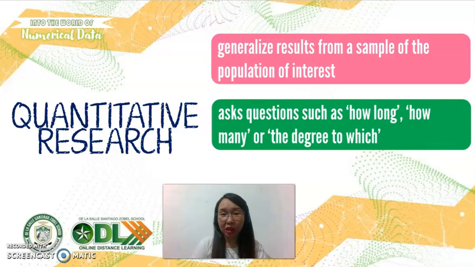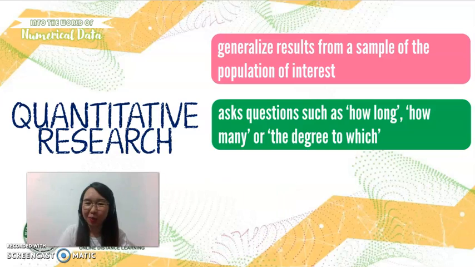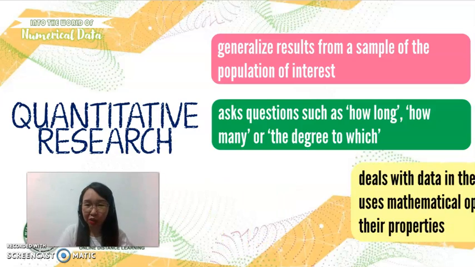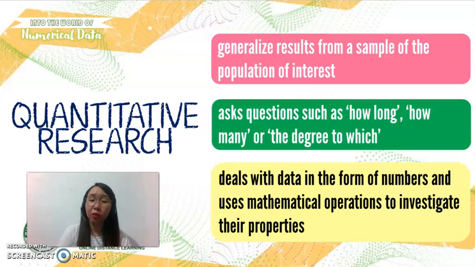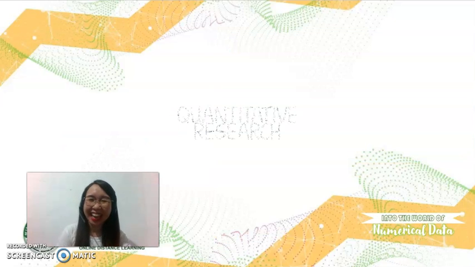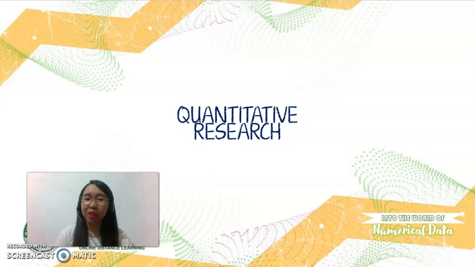And then another one is it asks questions such as how long, how many, or the degree to which. Meaning, this really deals with a lot of numbers. And then another one, of course, is that it deals with data in the form of numbers and uses mathematical operations to investigate their properties. I have to be very dramatic when I talk about mathematics. These are the characteristics of quantitative research.